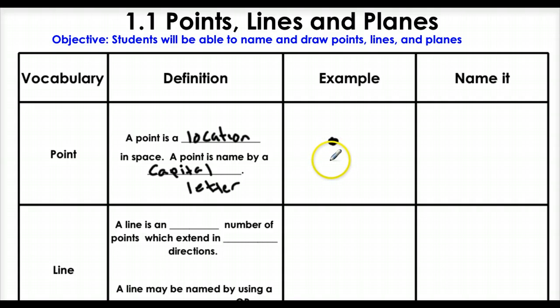Now, when we name it with a capital letter, all right? So, we just put that right there. The only way to name a point is with a capital letter. So, if I were to name that, I would name that point A, okay? Capital letter.